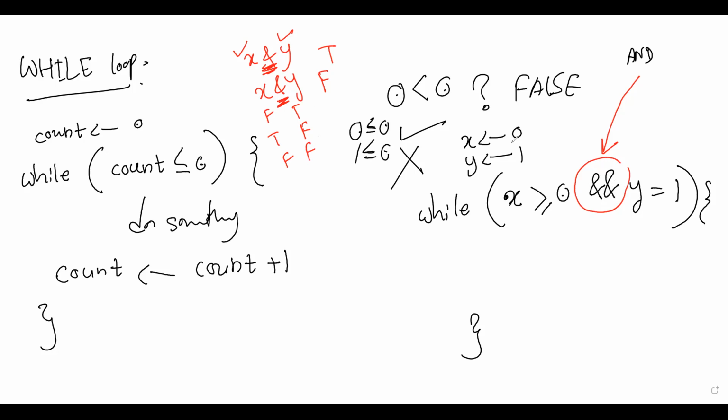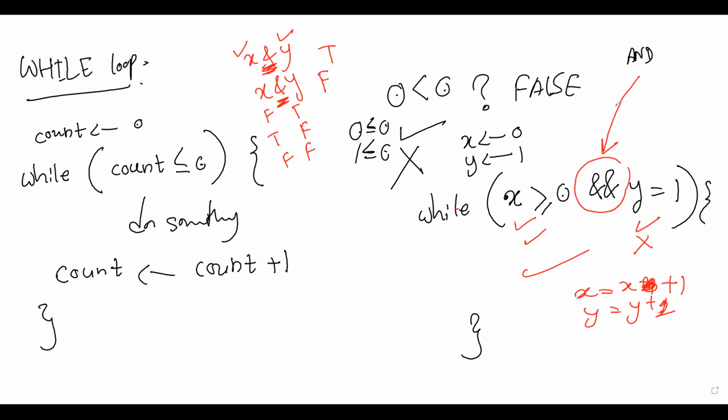So let's see. X is 0, so it is greater than or equal to 0, correct. Y is 1, it is equal to 1, correct. So it executes the loop. When you increment it, x equals x plus 1, y equals y plus 2, anything you can give, or even you can give minus 2, doesn't matter. So x is initially 0, 0 plus 1 is 1, 1 is greater than 0, this is happening. y equals y plus 2, y is initially 1, 1 plus 2 is 3, y is equal to 3, this is false. So this and this, both are not happening. This is true, this is false. So it ends the loop, right?